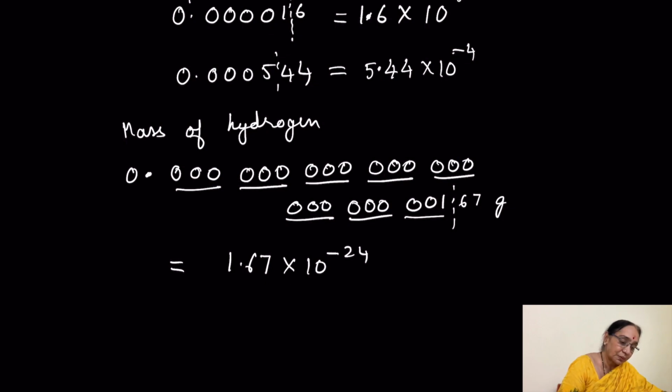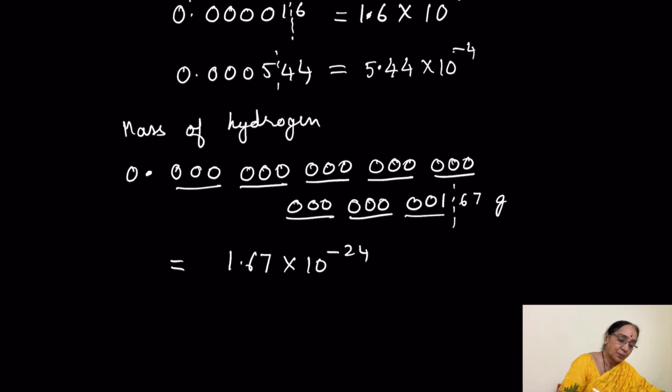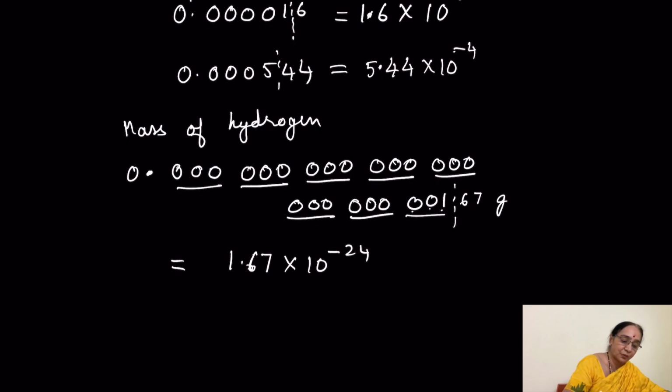1, 2, 3, 4, 5, 6, 7. 7 threes are 21, 22, 23, 24. So it is 1.67 into 10 to the power of minus 24 grams.